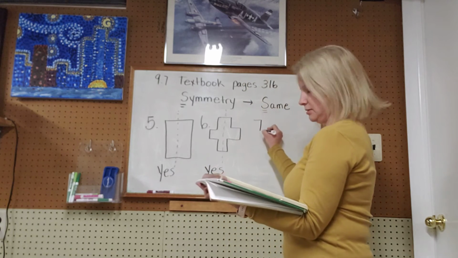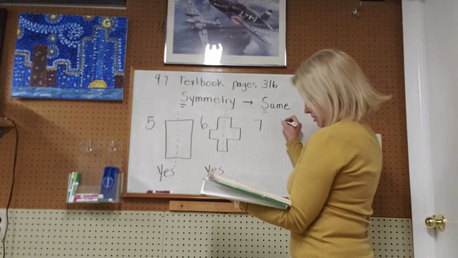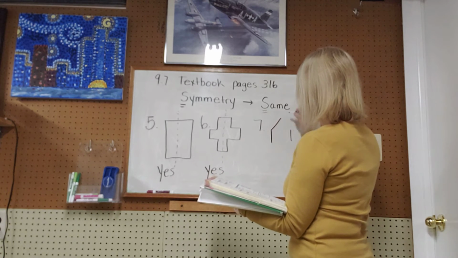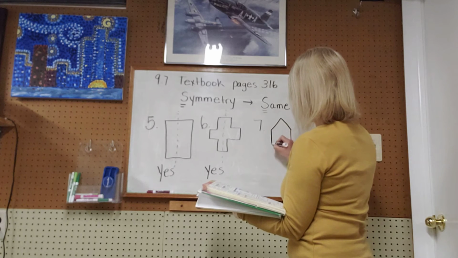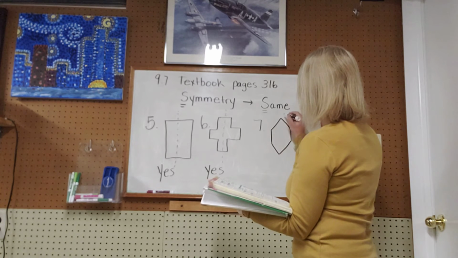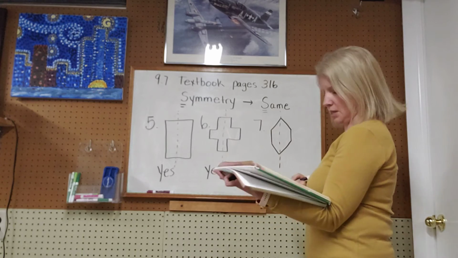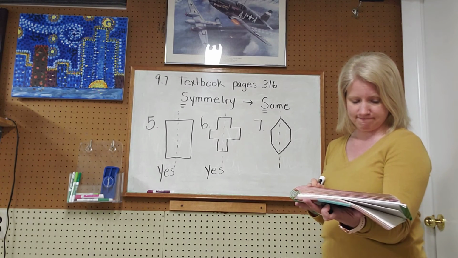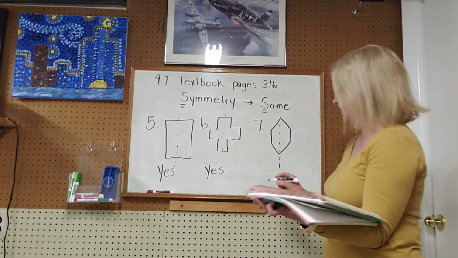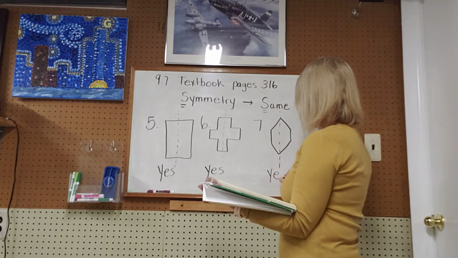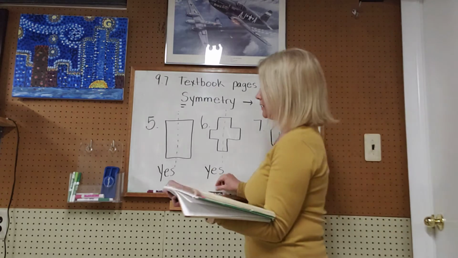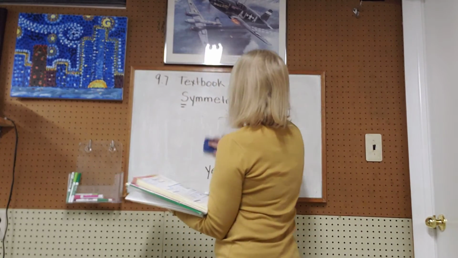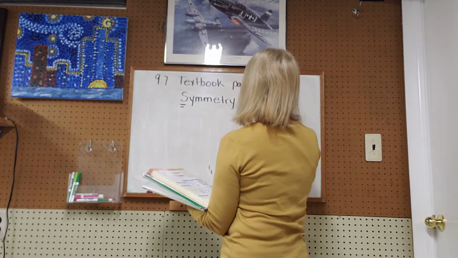Let's look at 7. Let's see if I can draw this. It's a tricky one. Okay, it has it through here. Does that make it a line of symmetry? Yes. And number 8, let's look at that. Where did you draw your line of symmetry? Number 8.